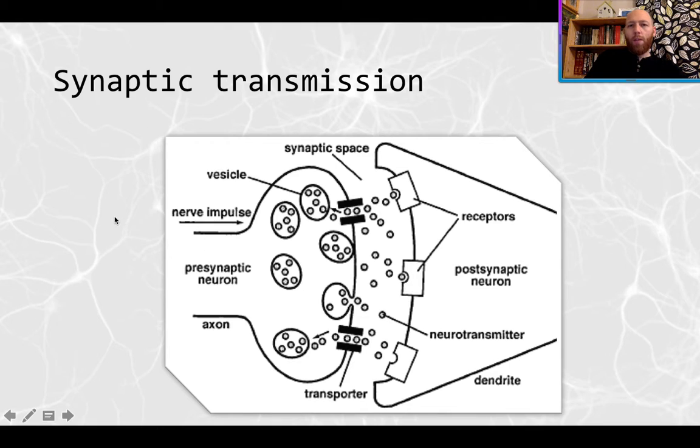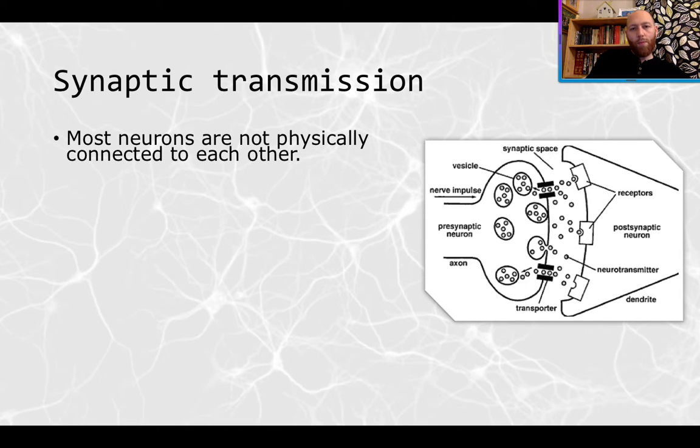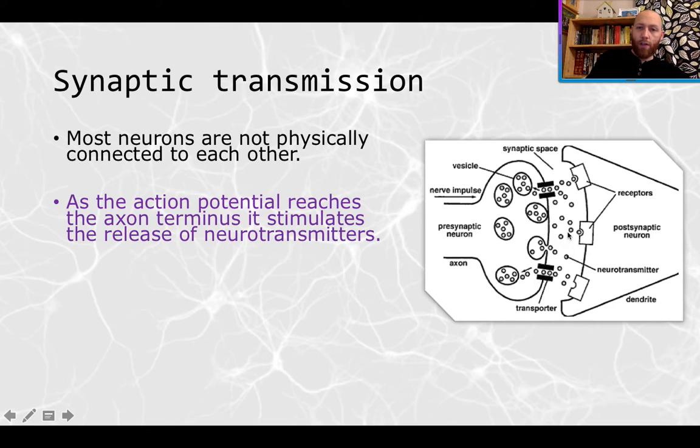So, this is when the magic happens. As the action potential arrives at the presynaptic neuron's axon terminal, this is one of the terminuses, it stimulates the release of neurotransmitter into the gap. These diffuse across the gap and bind with receptors on the postsynaptic neuron. So, interestingly, most neurons are not physically connected. There are a few that are, but most neurons rely on chemical transmission to take the signal from the pre to the postsynaptic neuron.